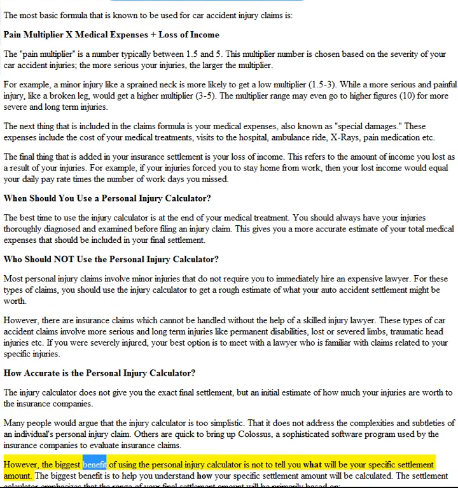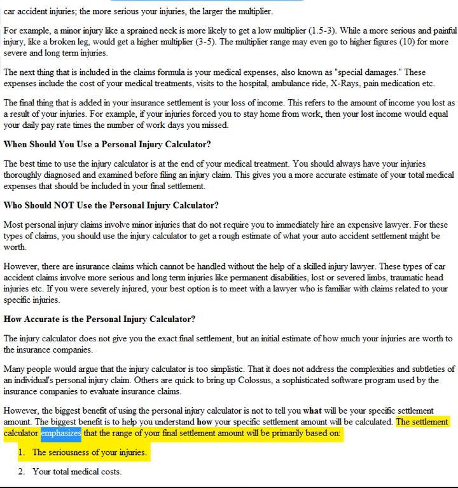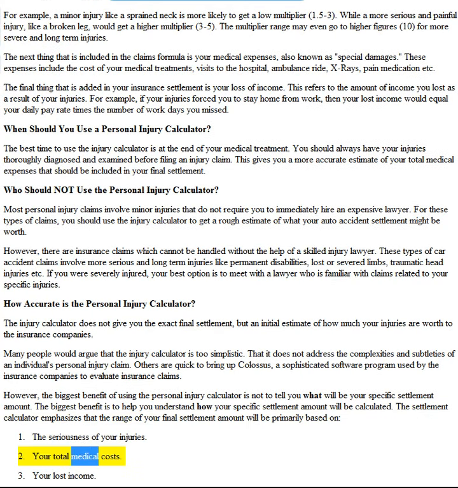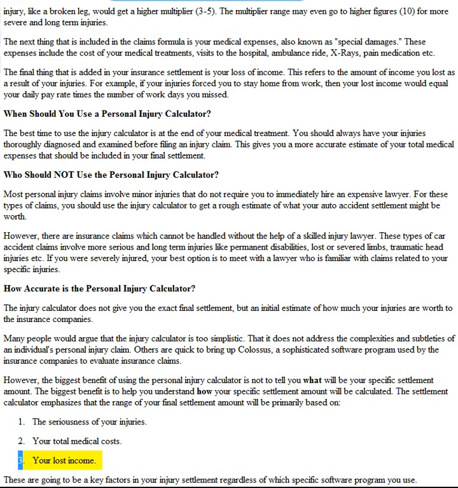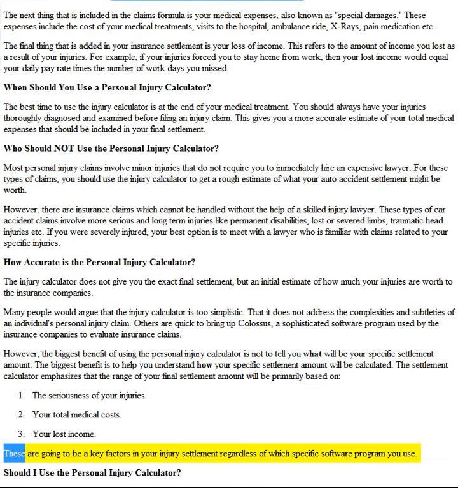However, the biggest benefit of using the personal injury calculator is not to tell you what will be your specific settlement amount. The biggest benefit is to help you understand how your specific settlement amount will be calculated. The settlement calculator emphasizes that the range of your final settlement amount will be primarily based on 1. The seriousness of your injuries, 2. Your total medical costs, 3. Your lost income. These are going to be key factors in your injury settlement regardless of which specific software program you use.